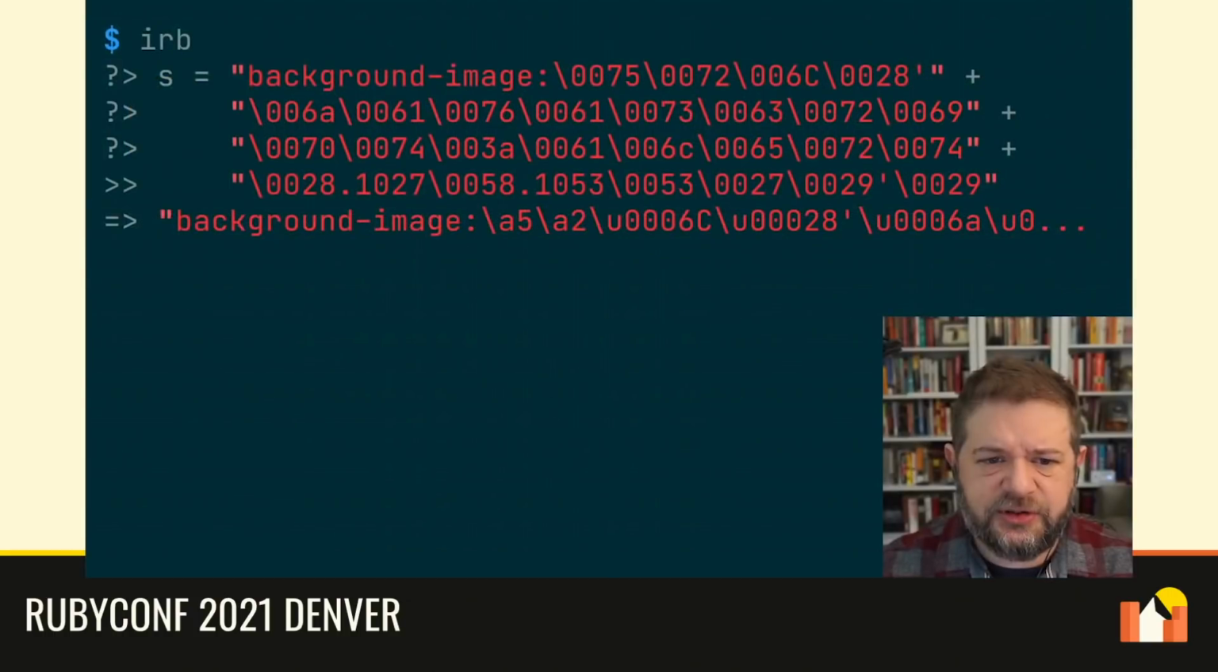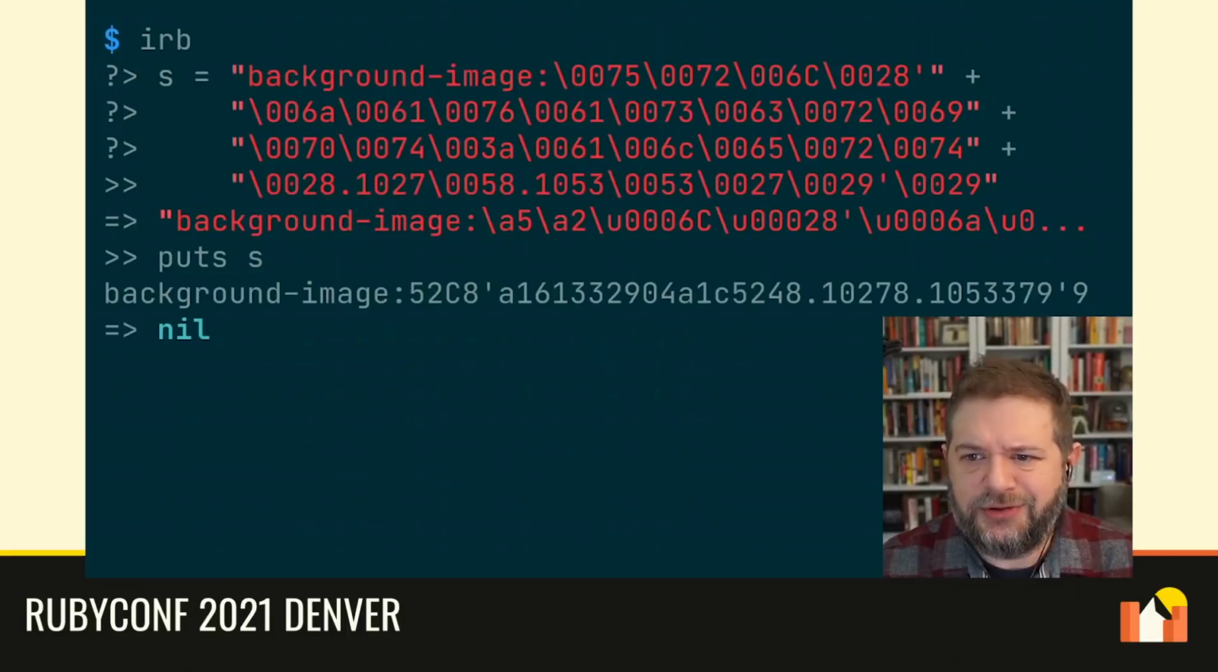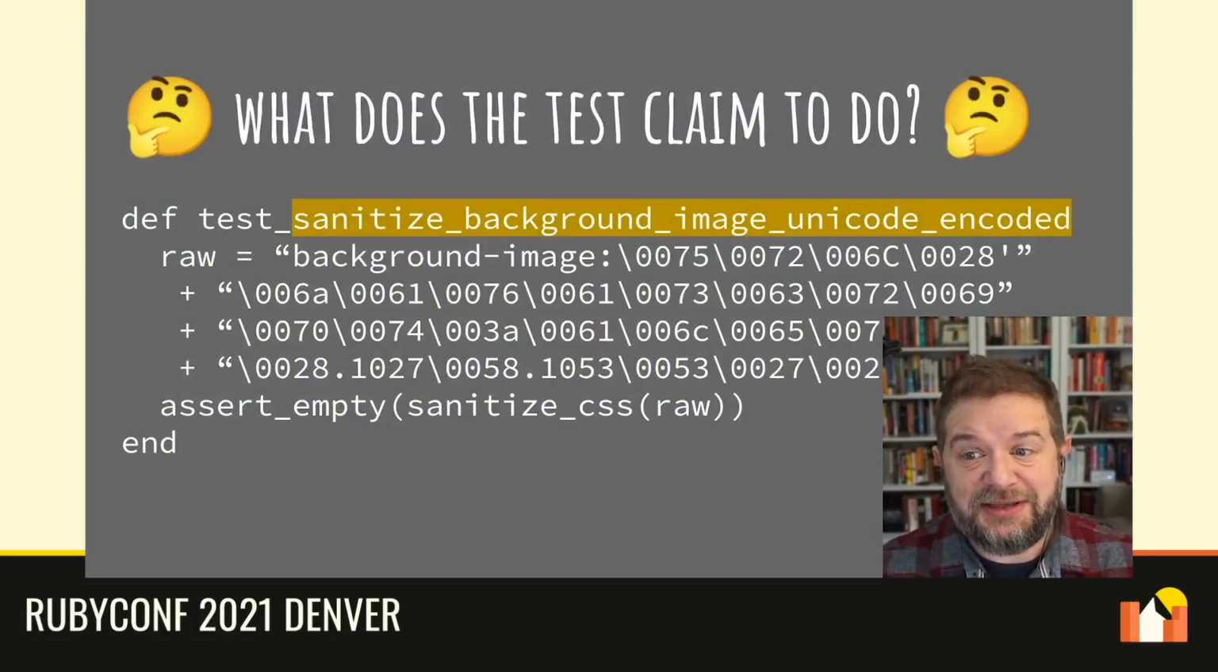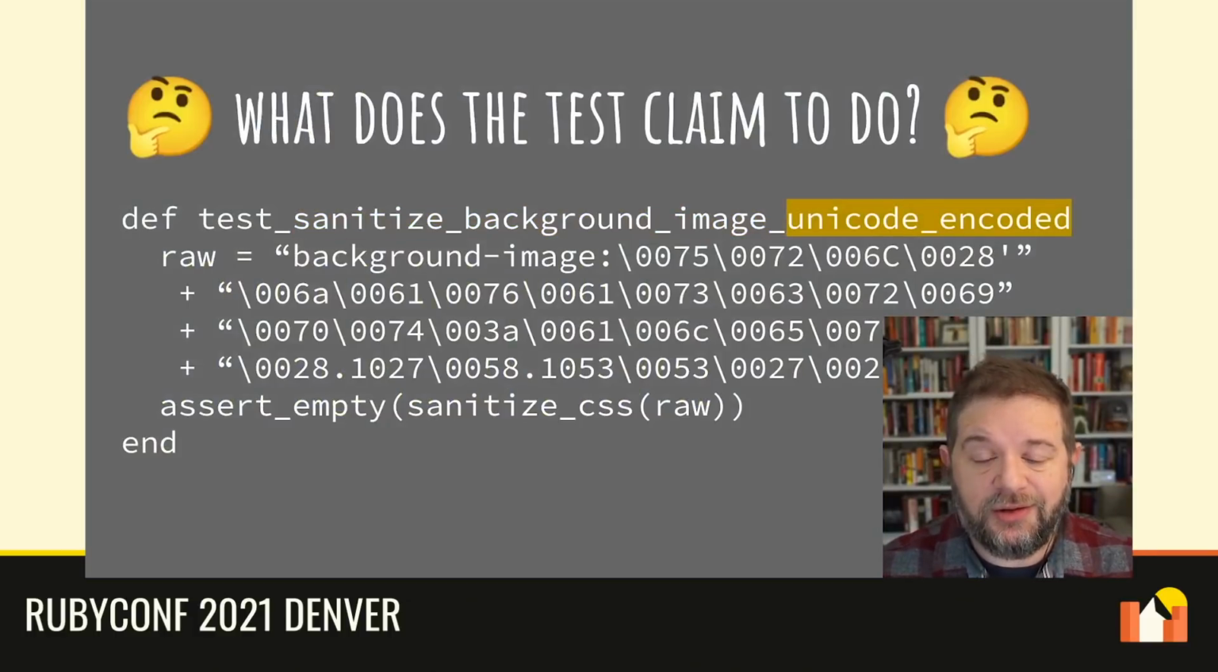What happens if we just print the string out to take a look at what it actually appears to be? Geez, that's really gross too. This is garbage. The question is, is it potentially harmful garbage? Does it need to be removed? Maybe Loofah 2.9 is doing the right thing by leaving this string in because it's not dangerous. But why are we testing garbage? The test claims to be doing something with Unicode encoded strings.